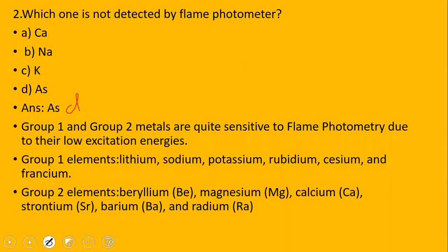So, flame photometer detects group 1 and 2 elements. Identify which is not in group 1 and 2 elements. Group 1 elements contain lithium, sodium, potassium, rubidium, cesium, francium. Group 2 elements are beryllium, magnesium, calcium, strontium, barium and radium. So flame photometer is used to detect the elements which are in group 1 and 2.